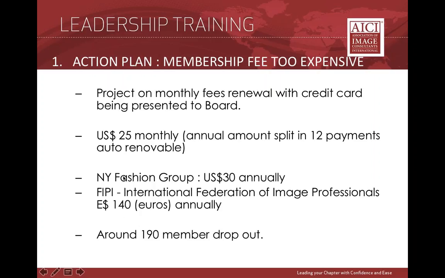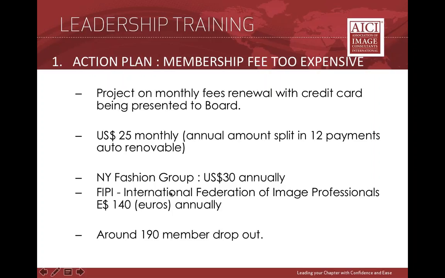We have also compared the ACI fee with some other associations. We have the New York Fashion Group that they charge to their members $30 annually. They give them the fashion trends in advance, twice a year.